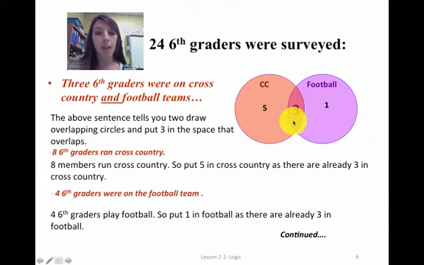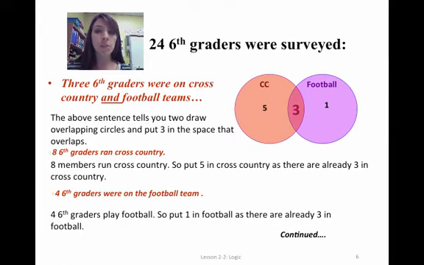And I want you to go and write everything on this page down. So 3 6th graders were on cross country and football teams. So this overlap here shows us those 3 students that are on both the cross country and football teams. Then it tells us 8 sixth graders ran cross country. Well, we already know that 3 of them ran cross country because they also play football. So now we just have to see what's left. So we do 8 minus 3, which equals 5.